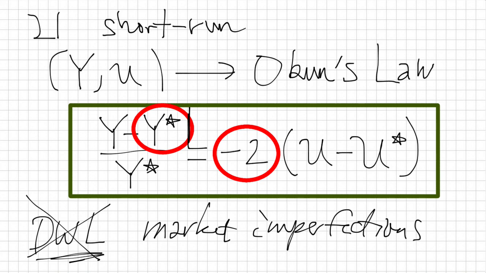So again, the star on Y means potential output. The star on U means natural rate of unemployment. And this relationship is a -2 relationship between these two so-called gaps. Okay, a gap here and a gap here. So this is what Okun's law is. It's a negative relationship, and this chapter starts talking about how we look at the stylized relationship between these two things.